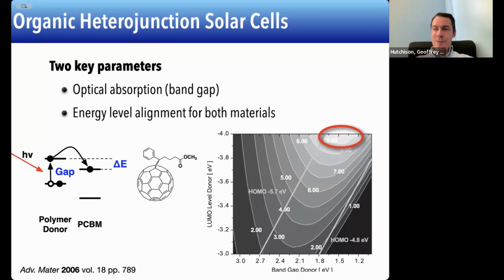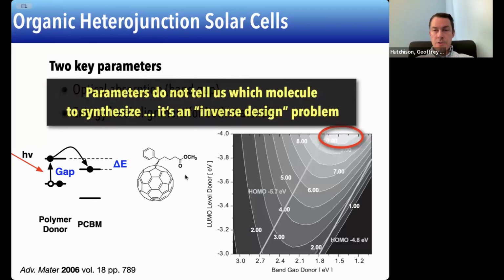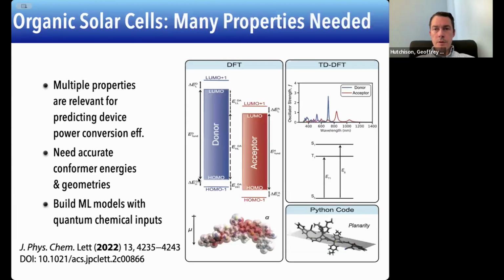There's been a variety of models since then. They all have similar properties, saying, okay, we want the band gap to be around 1.6 electron volts and so on. The catch, of course, is it doesn't tell us which molecule to make. It's an inverse design problem, right? We know the key parameters we want, but we don't know the molecules that give us those properties. But it's a very simplistic model.